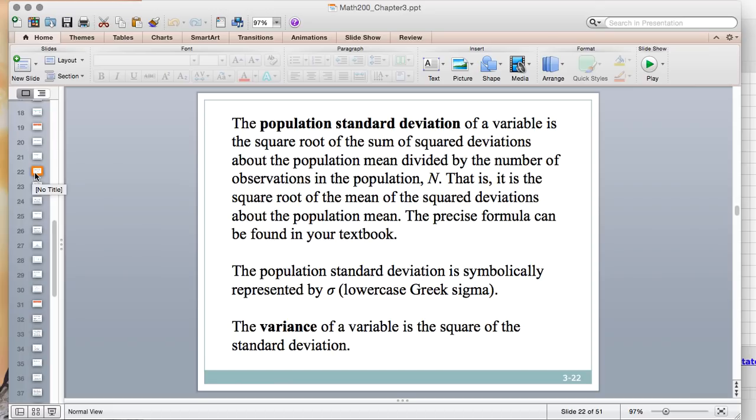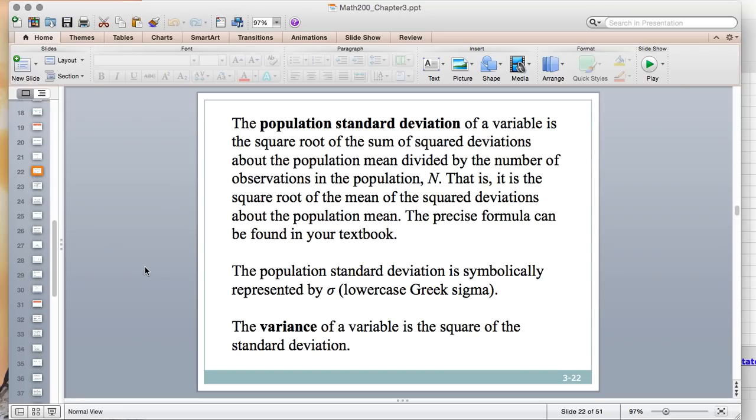Now, the next thing that we have is the population standard deviation, okay? And if you would like to see the formal definition of this, you can check your textbook. But really, in order to find a population standard deviation, all we do is we take the square root of the sum of the squared deviations around the population mean, and then we divide that by the number of observations in the population, which is going to be large N. So that is to say that it's just the square root of the mean of the squared deviations about the population mean. If you want to see this formula actually written out, go ahead and check your textbook.